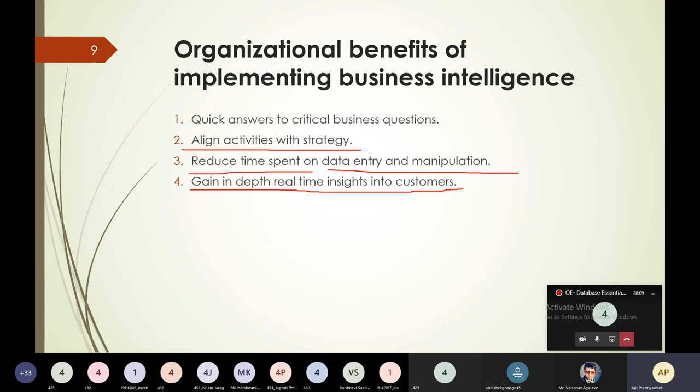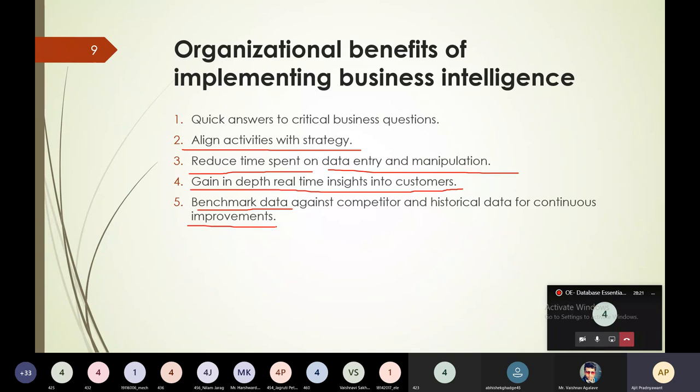Next is benchmark data against competitors and historical data for continuous improvement. By benchmarking against the competitors, you can understand where your company currently is and where you can go with the help of the benchmark, and historical data for continuous improvement. So data is present with you, historical as well as real time. This historical data will help us to do continuous improvement.